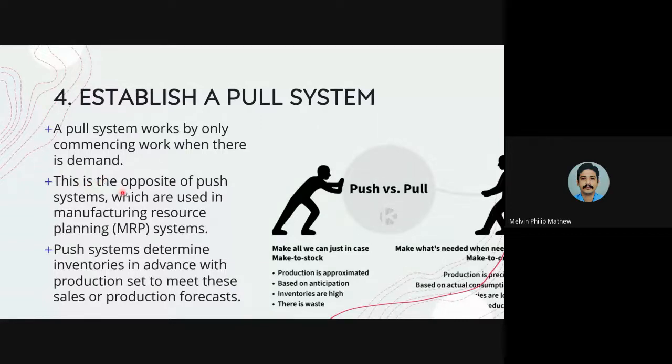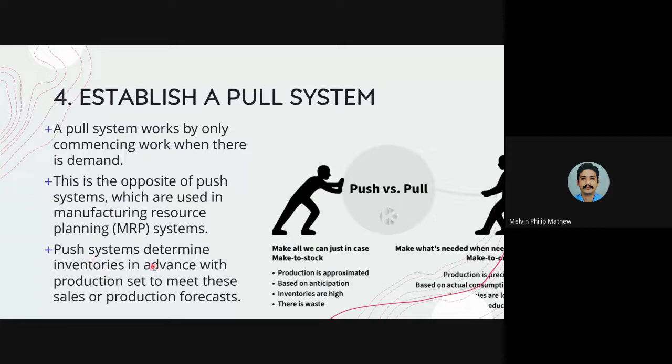Next, this is the opposite of the push system, which is used in manufacturing resource planning systems. So manufacturing resource planning we will be studying in the next module. At that time I will tell you what MRP systems are. But know that it is just the opposite. In the MRP system, it is a push type system. But in the case of lean manufacturing, it is a pull type system.